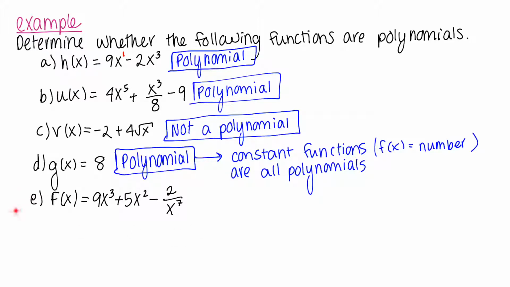And then finally, we have this guy down here. Now, we're looking good, 9x cubed, 5x squared. However, with the last term, there is an x in the denominator. And because there's an x in the denominator in one place, it ruins the ability for us to call it a polynomial. So if it fails once, it fails for the whole function. This entire function cannot be called a polynomial.